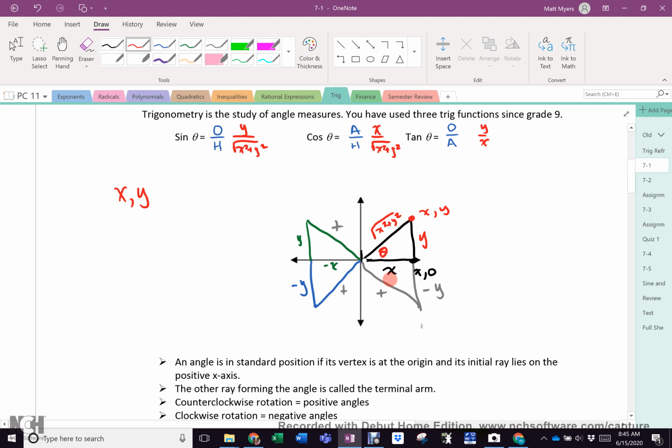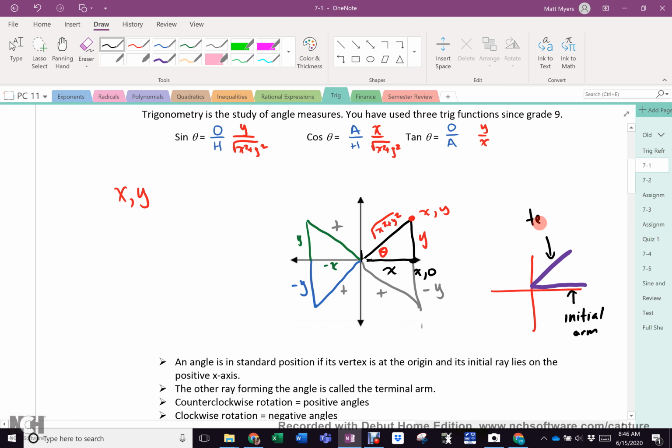I don't even need to draw it out because it tells me how far I went on x and how far I went on y. So an angle is in standard position if its vertex is at the origin and its initial ray lies on the positive x-axis. So that angle is in standard position because it starts at 0, 0, and the first part of it goes along the positive x-axis. This is the initial arm.